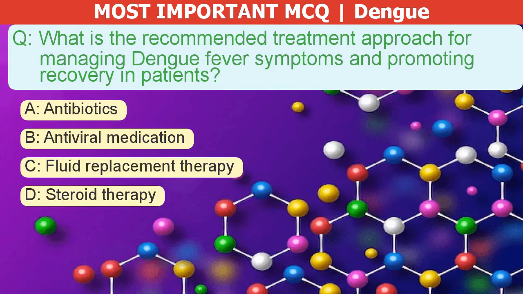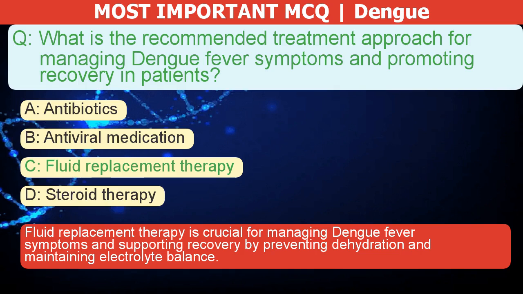What is the recommended treatment approach for managing dengue fever symptoms and promoting recovery in patients? A. Antibiotics. B. Antiviral medication. C. Fluid replacement therapy. D. Steroid therapy. The correct answer is C. Fluid replacement therapy is crucial for managing dengue fever symptoms and supporting recovery by preventing dehydration and maintaining electrolyte balance.